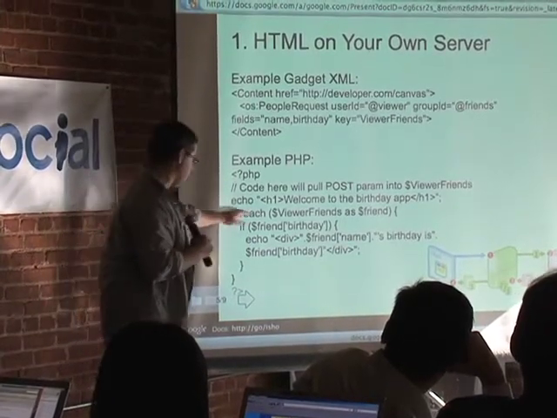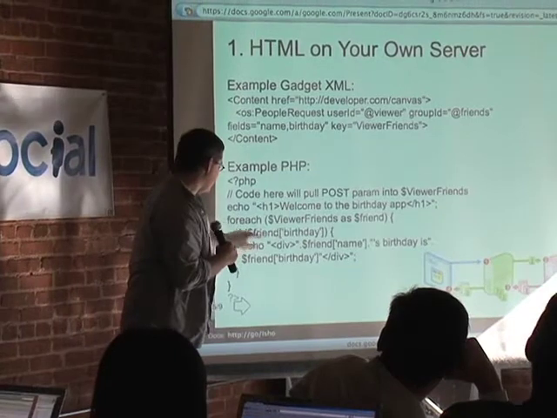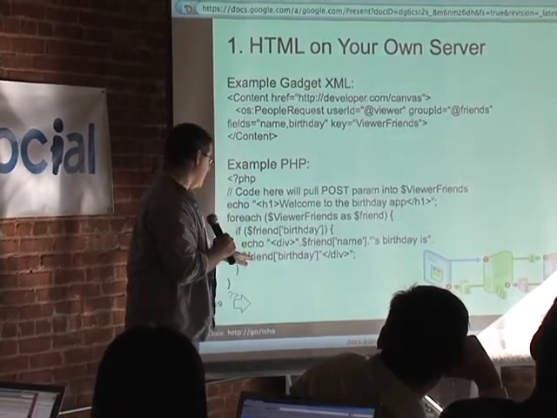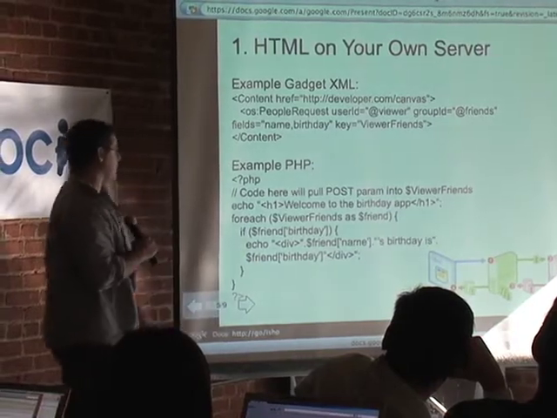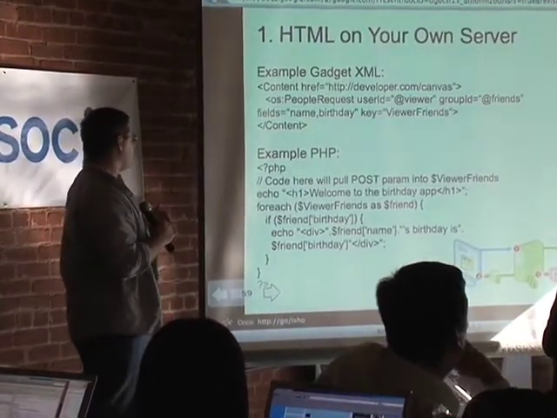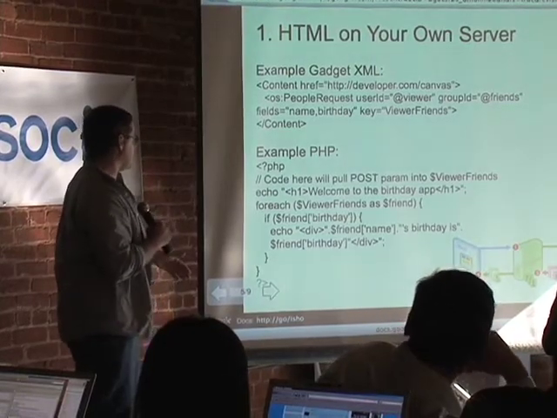And you'll say for each viewer friend as friend, if friend has a birthday, echo, your friend's birthday is January 1st, 2002, a very young friend. So, and this is a complete end-to-end application.